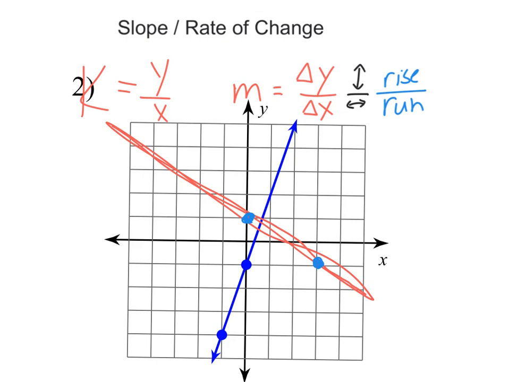Negative 2. How much did I run? 1, 2, 3. Your run is always going to be positive because we're always going to the right. That's why we read it left to right. So the only thing that will be negative is your rise because you might go down.